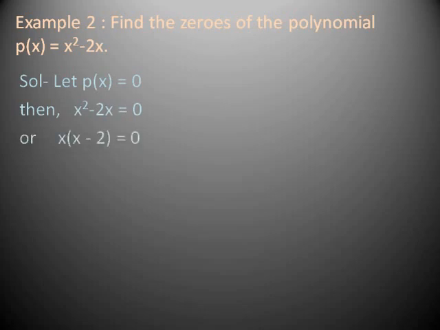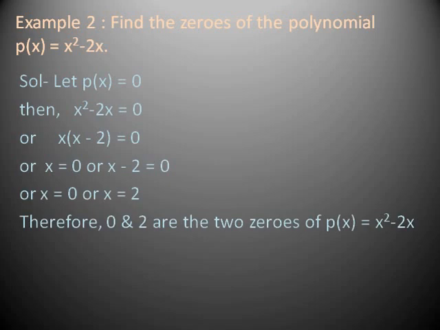As the product of two terms is 0, one of the two terms should be 0. So x equals 0 or x minus 2 is equal to 0, that is, x equals 0 or x equals 2. So we get two values of x here. Therefore 0 and 2 are the two zeros of p(x) equals x square minus 2x. So in this polynomial we have got two zeros.